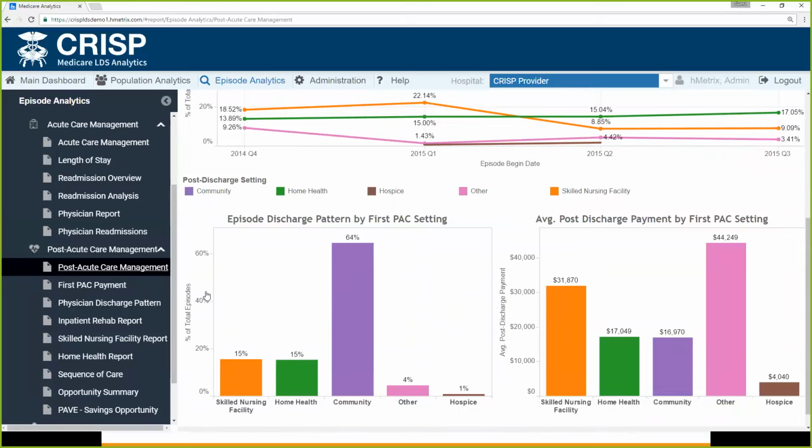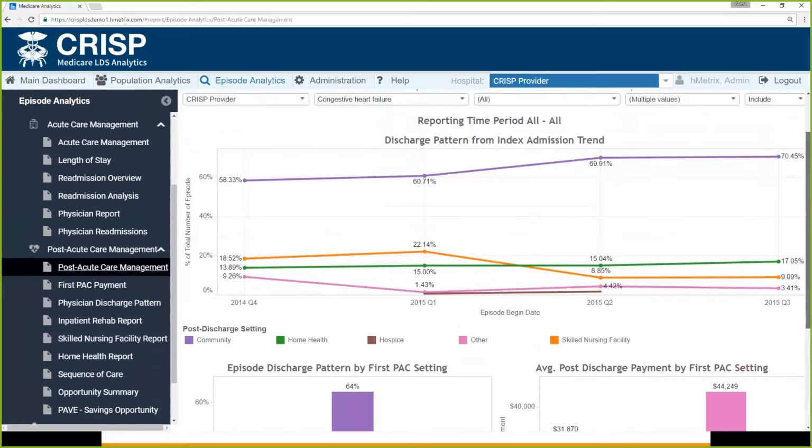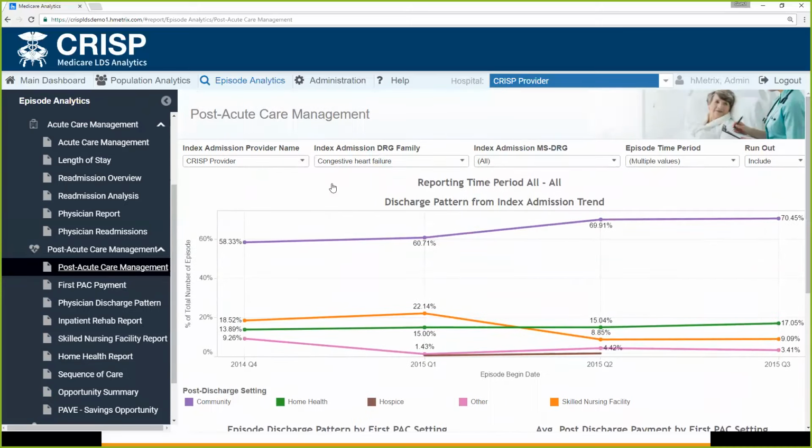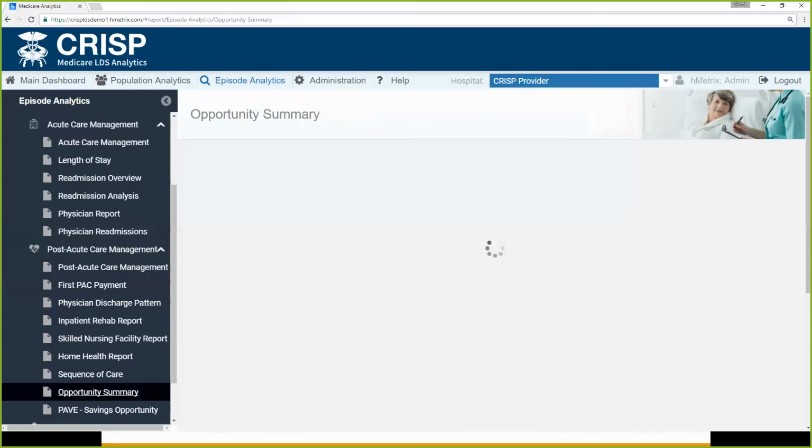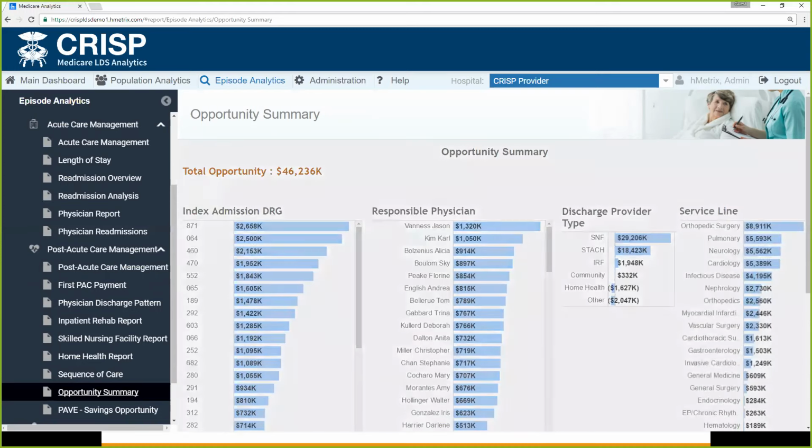All right, so now we have this discharge pattern, and maybe you want to find, as I said before, it looked like that episode could have been due to a post-acute issue or something else. There's a lot going on in the post-acute setting areas, but one neat tool that we have is this opportunity summary. We envision this as a place that when you don't really know exactly what you want to look at, this is a good place to start. It helps highlight some of the areas that are issues that maybe you should look a little bit further into.